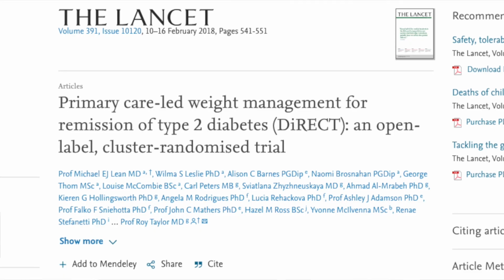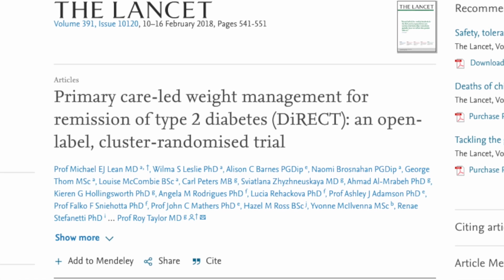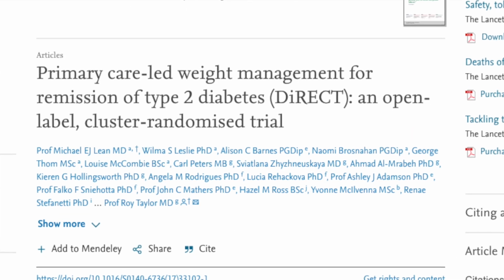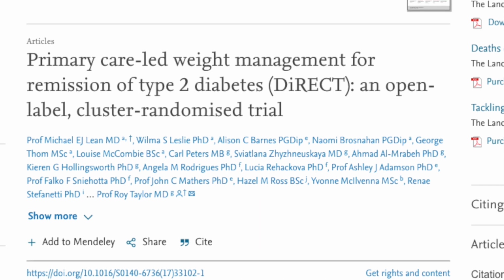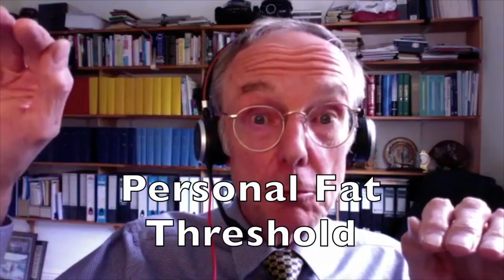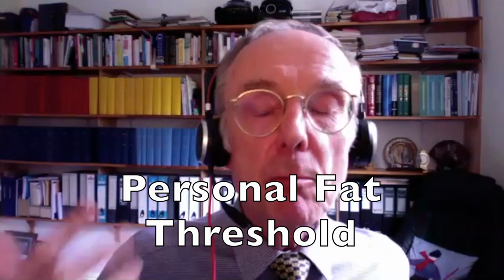And so we did that, and we found it was entirely possible just with 8 hours tuition. And we demonstrated that this was practical, possible, and we can achieve remission of type 2 diabetes. And that remission appears to last as long as people keep their weight down. They can put on a bit of weight often, but if they cross their personal fat threshold, 100% type 2 diabetes will come back.